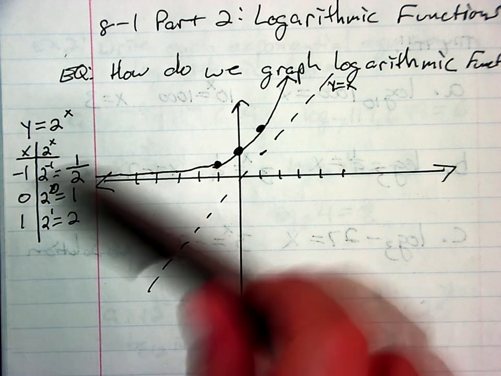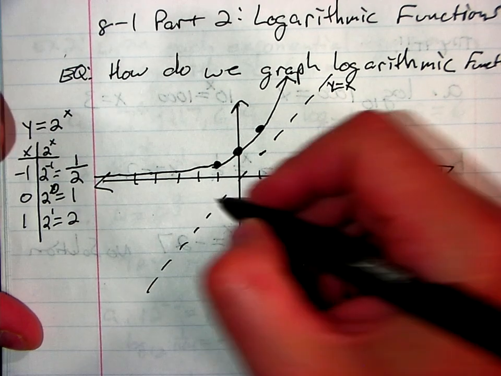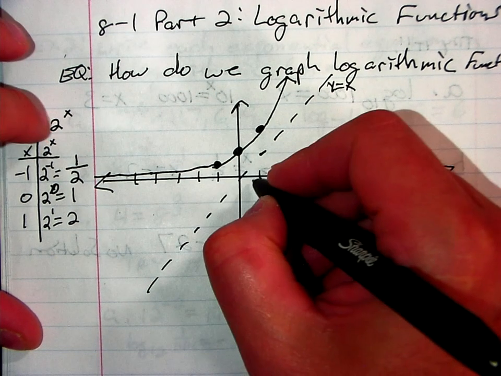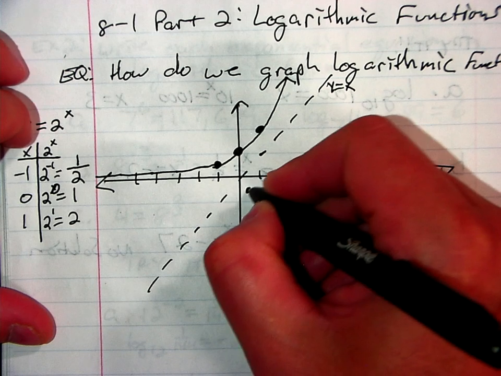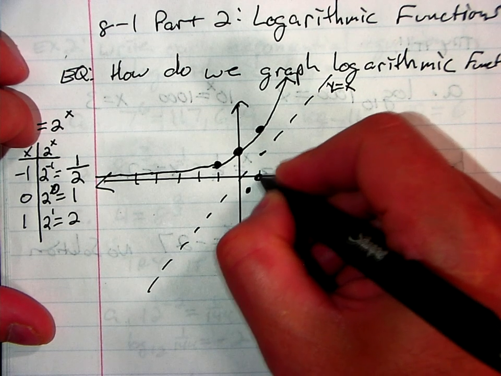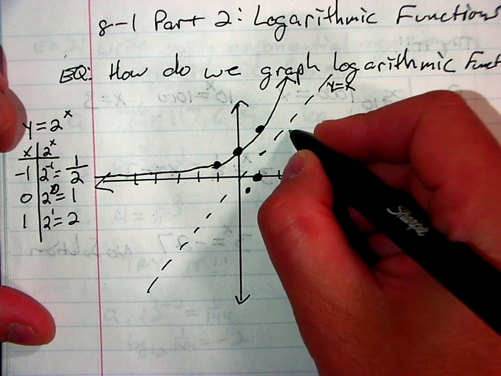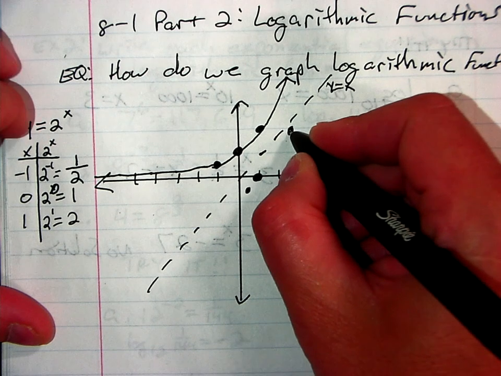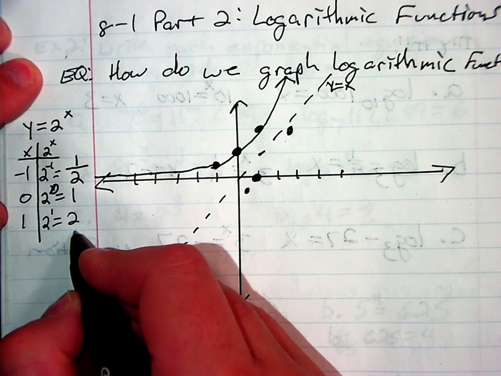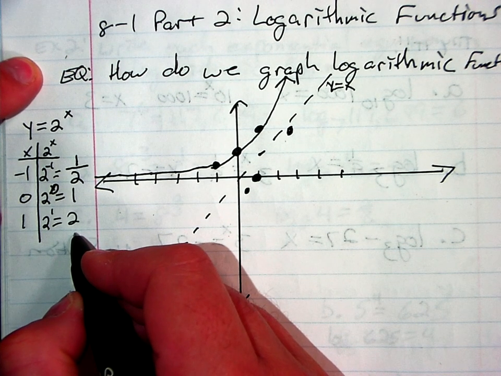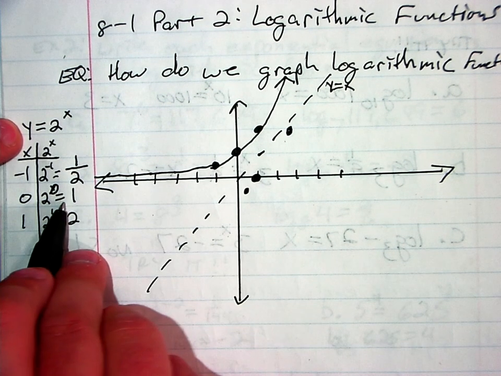And with inverses, we said you can just switch your points, correct? So instead of going back 1, up a half, I'm going to go over a half and down 1. Over 1, up 0, and over 1, up 2. My points were (-1, 1/2), (0, 1), and (1, 2). So the inverse for that, I would just switch the points. So it would be over half, down 1.